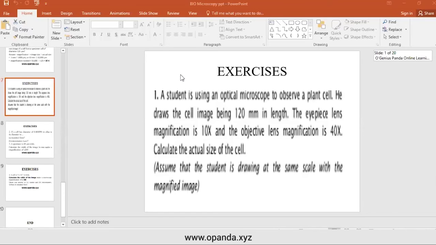Then we will find that object size will be equal to image size over magnification. Afterwards, I find that object size is equal to 120 millimeters over 400 times, which finally gives 0.3 millimeters, which is equal to 300 micrometers. Very good. A big clap. Number 2 is coming.